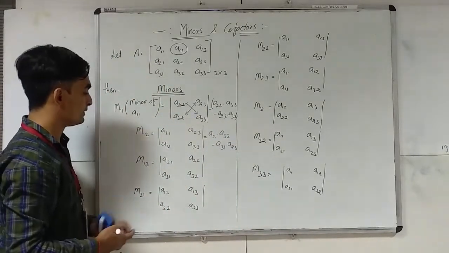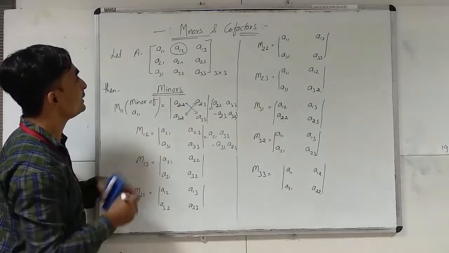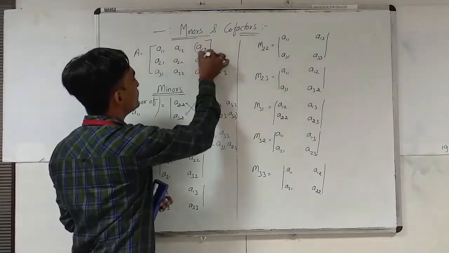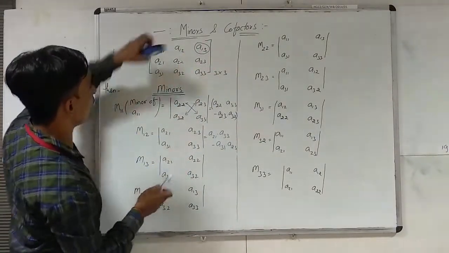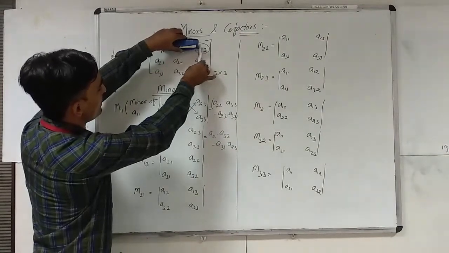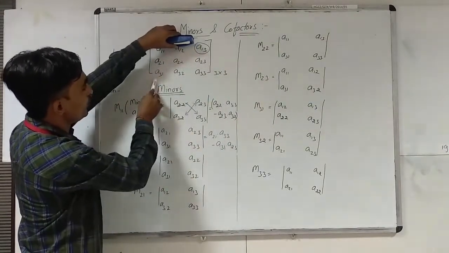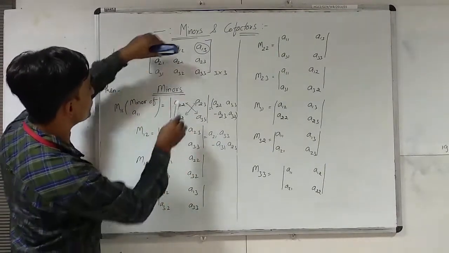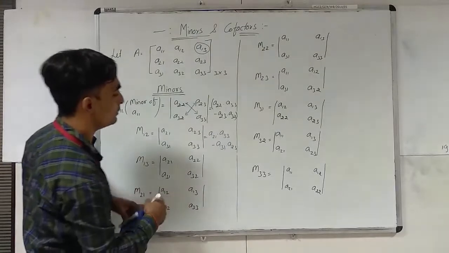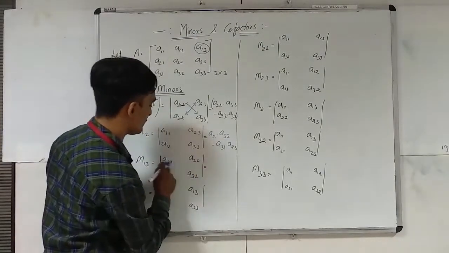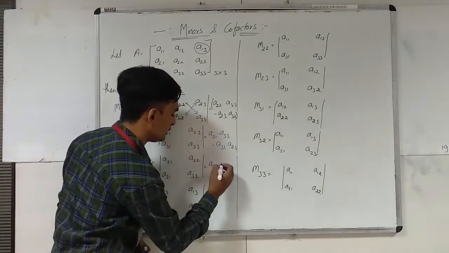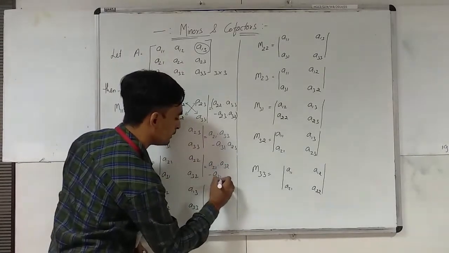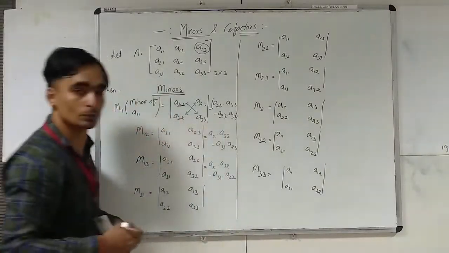The same way for M13, write the entries other than first row and third column. So this becomes A21, A22, A31, A32. This one is M13. Then again simplification: A21 into A32 minus A31 into A22.